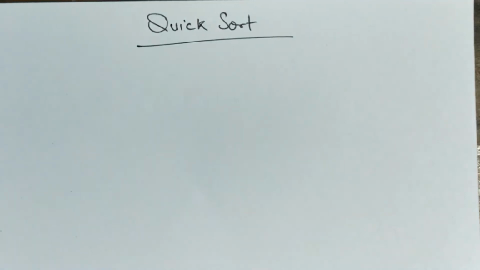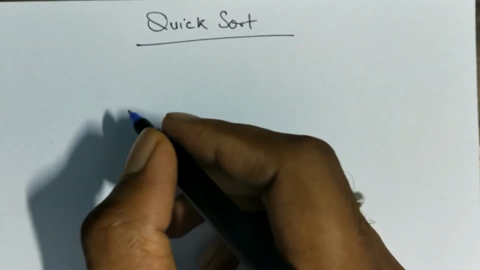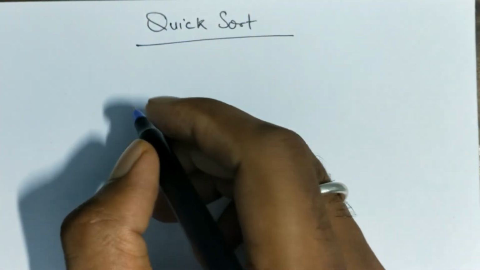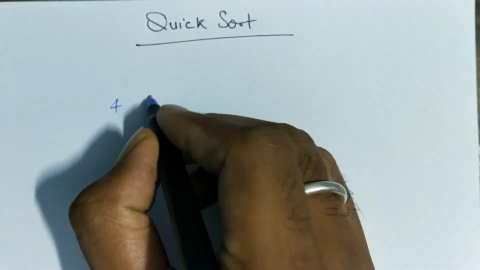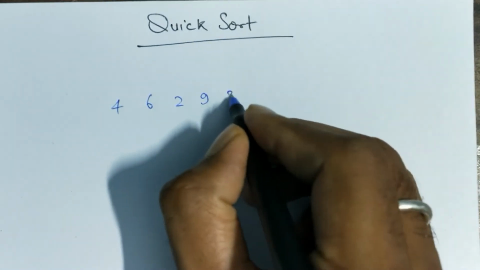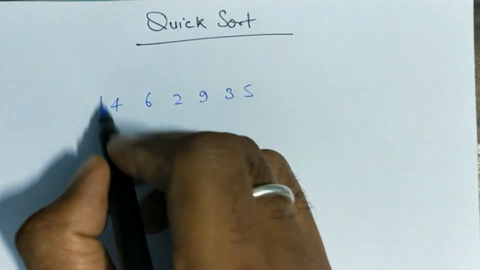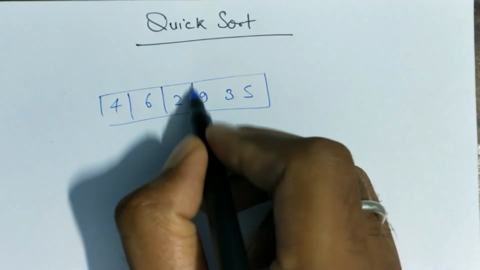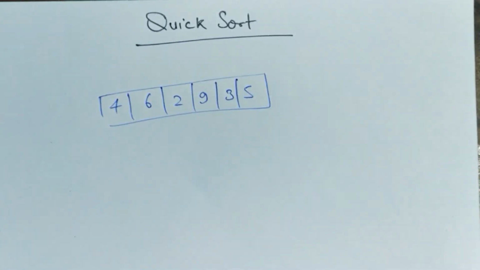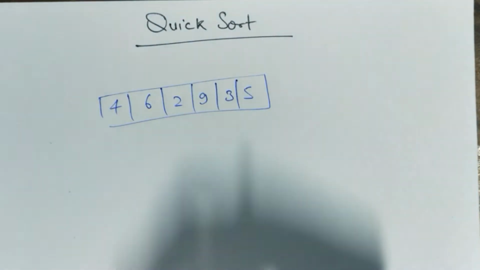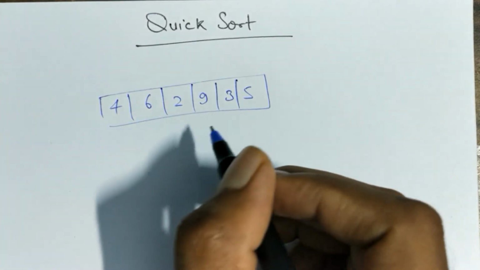Hello everyone, today I am going to discuss the quick sort algorithm, and we will see a code to sort an array in C++ language. So suppose we have an array 4, 6, 2, 9, 3, 5, and we have to sort this array through quick sort. So the first step is that we have to select an element out of this array that is called the pivot element.